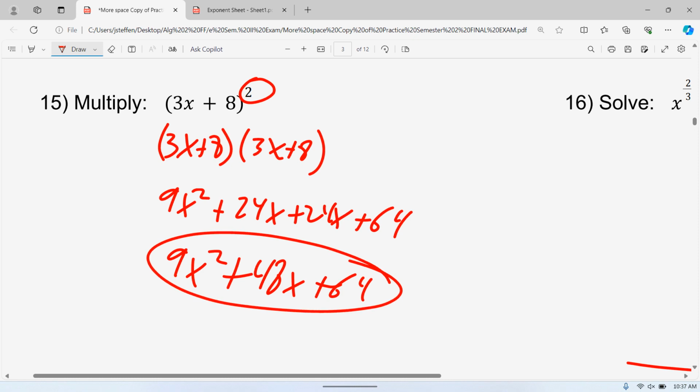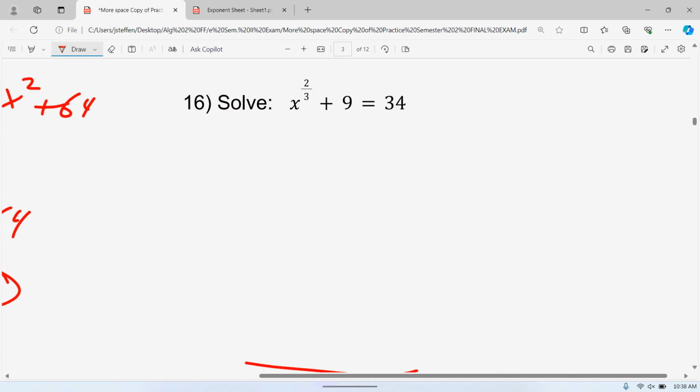We do not want to say that that's 3x squared plus 64, where you take the square of each term. You do not do it that way. If it were a multiplication problem, it'd be a little bit different, but since you're adding, it's two terms, and the easiest way is just to go ahead and multiply it out.